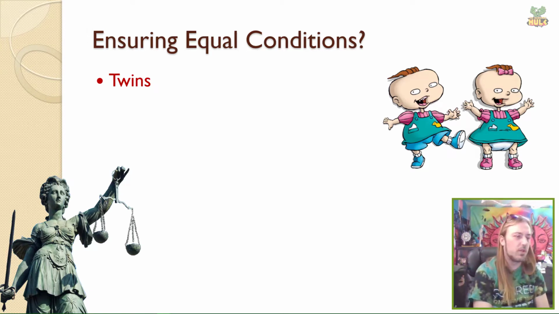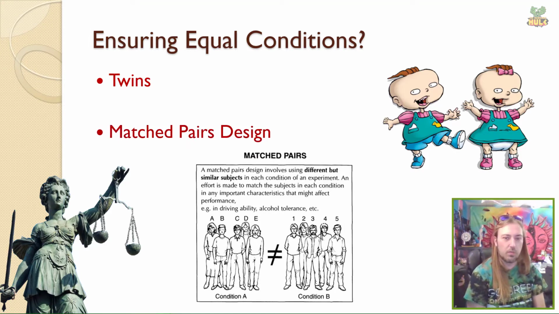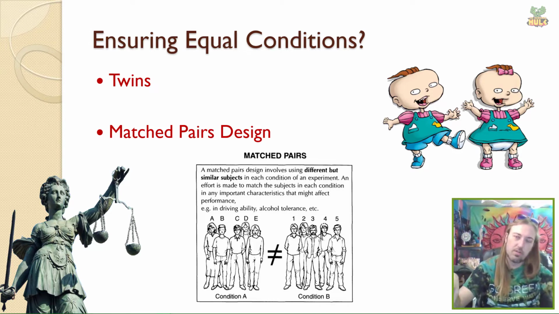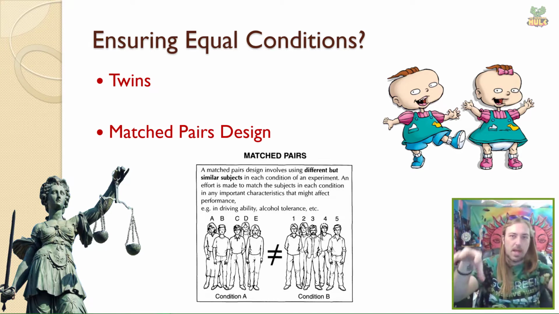So another thing we could do is matched pairs. In matched pairs, we identify a particular variable that we find to be relevant, say driving ability, alcohol tolerance, intelligence, even gender, right? And we find two individuals that match on that variable, and we place one in each of those two conditions, right? Ensuring that those variables then are matched between our two conditions.